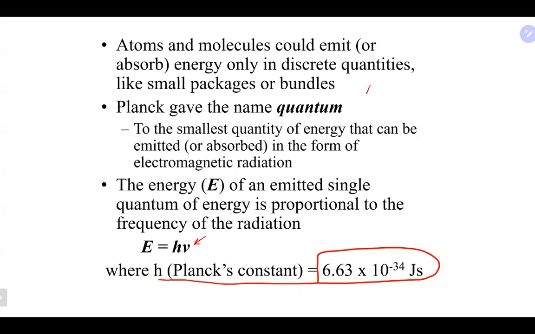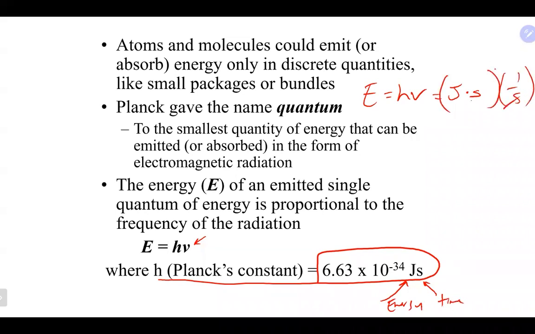So if we look at the units associated with this, H is joules times seconds. So that's what those units are. Joules is an energy unit. Obviously, seconds is a time. And if we times it by our frequency, which is 1 over seconds, the seconds will cancel. And when we use this equation, we will end up with units of joules when it's all said and done, which is good because that's a unit of energy. We can obviously calculate the energy associated with a wave if we know the frequency.